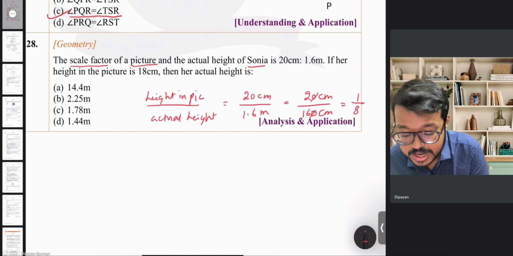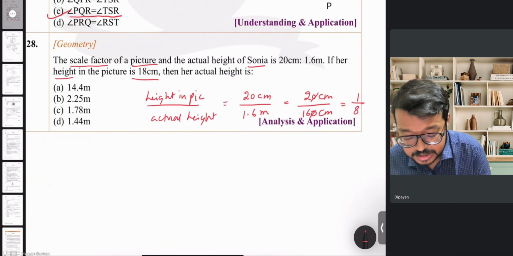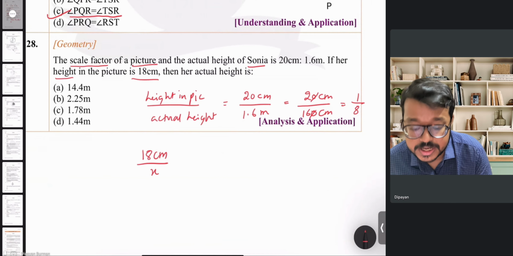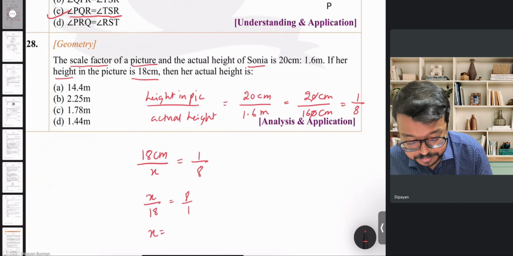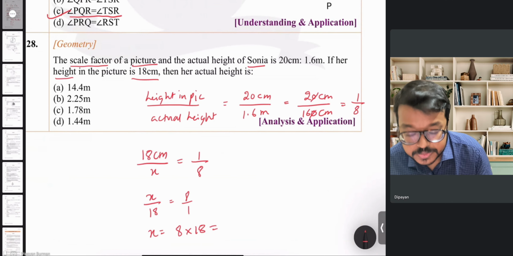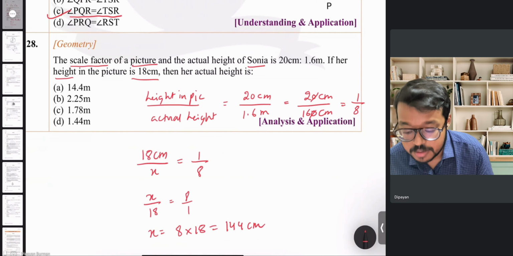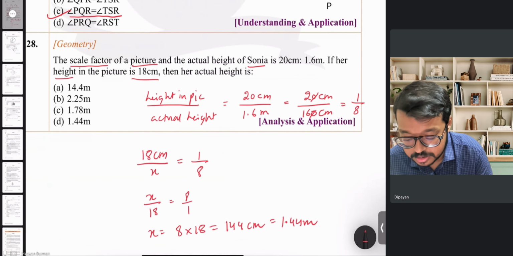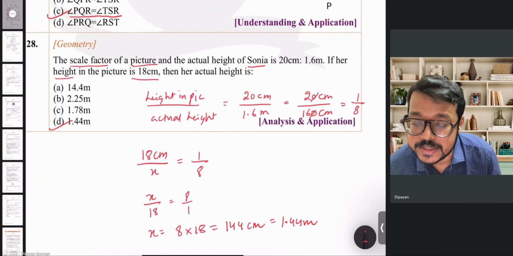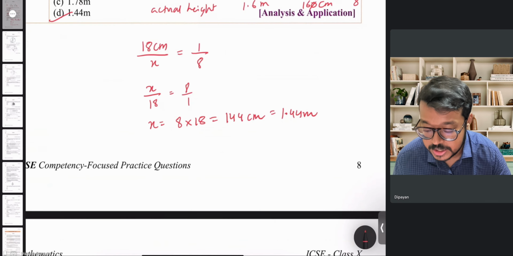Now given that the height in the picture is 18 centimeters, so height in picture 18 centimeter by, let's say, x is actual height, that will be the ratio 1/8. So then if I look at it, x by 18 will be 8 by 1. So x is equal to 8 into 18, and 8 into 18 will be 144 centimeter. But the options are in meter, so if I divide by 100, it is 1.44 meter, which is option number D. Moving ahead.